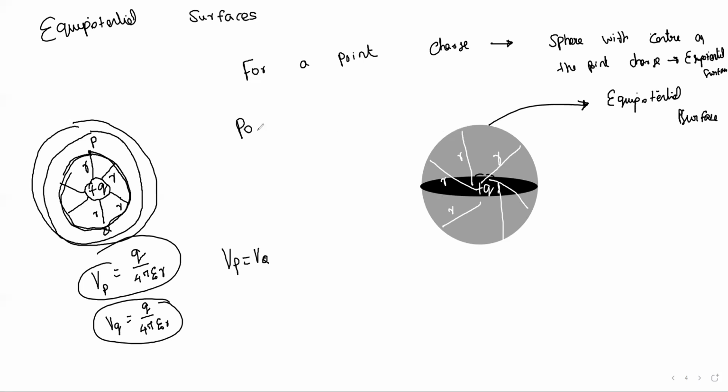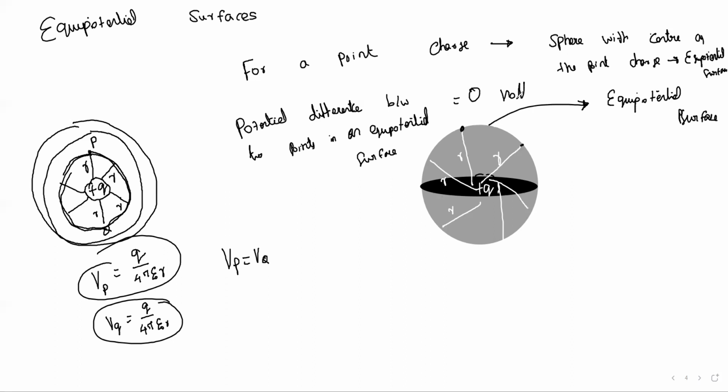Now tell me the potential difference between two points in an equipotential surface. What is the value? Tell me fast. What is the potential difference between this point and this point? R minus R, here. So both are the same, which means what is the potential difference?